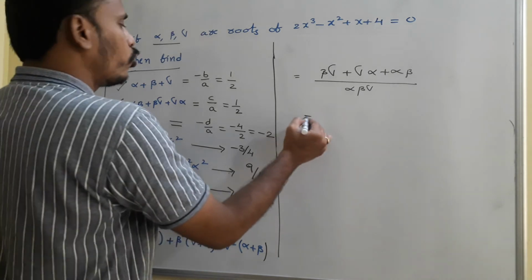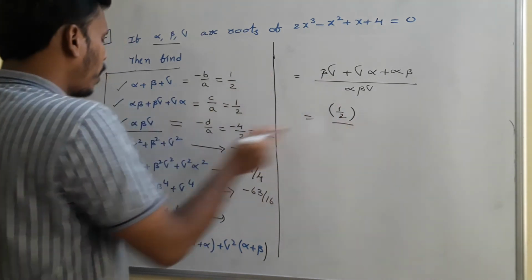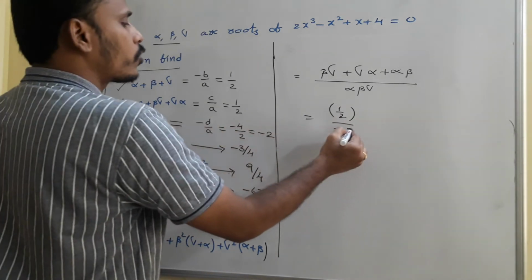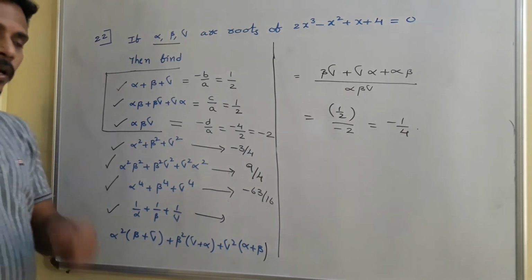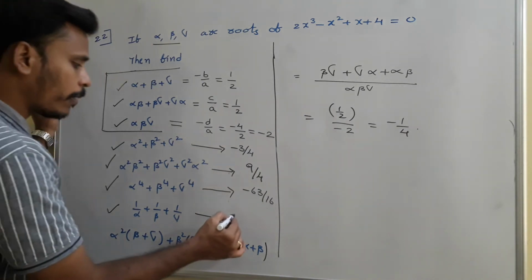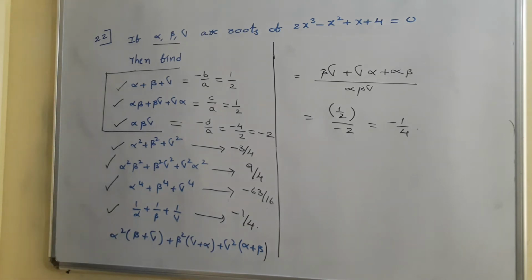This ratio is simply 1 by alpha plus 1 by beta plus 1 by gamma. So I have the numerator as 1 by 2 and the denominator alpha beta gamma as minus 2. On simplification we have minus 1 by 4. Just have a look. This 1 by alpha plus 1 by beta plus 1 by gamma value is minus 1 by 4.